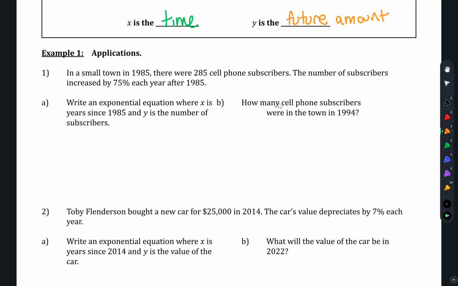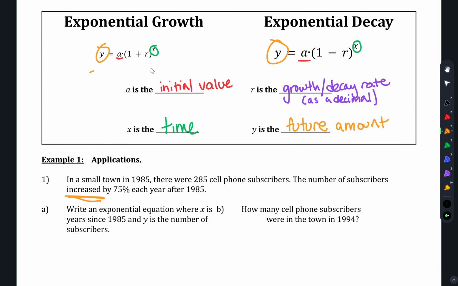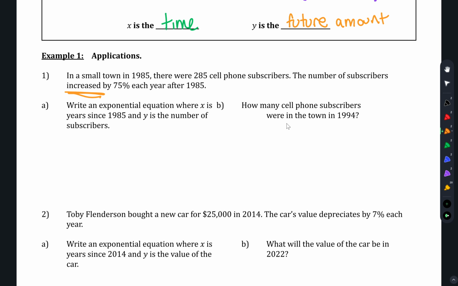If I take a look at number one, in a small town in 1985, there were 285 cell phone subscribers. The number of subscribers increased by 75% each year after 1985. So the first thing I'm seeing right now is that we are saying that our number of subscribers increased. That means that I'm looking at exponential growth. So I'm going to be using this first formula here.